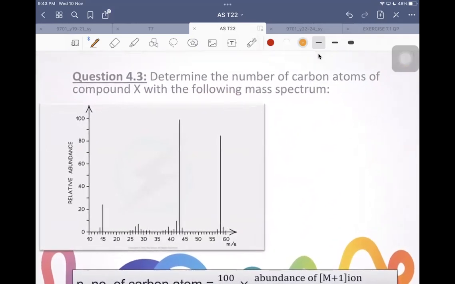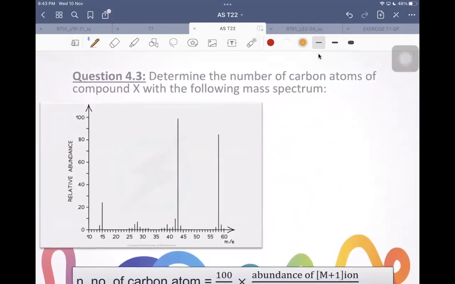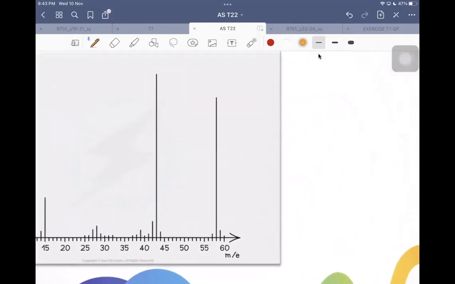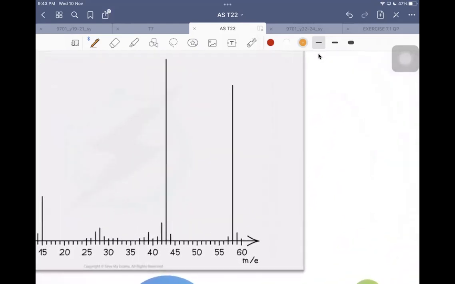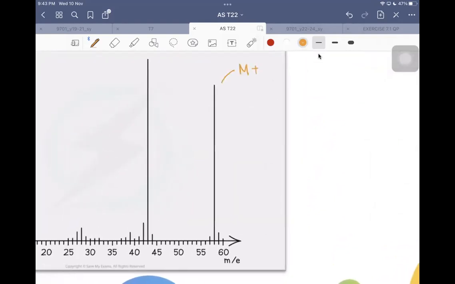So here is another example to determine the number of carbon atoms of compound X. We're not being told that it is a hydrocarbon, and that's fine. They only want us to find the number of carbon atoms. So if you look at the molecular ion peak, this is your M+ peak, and that's at 58. At 59, that's the M+1 peak, all right?